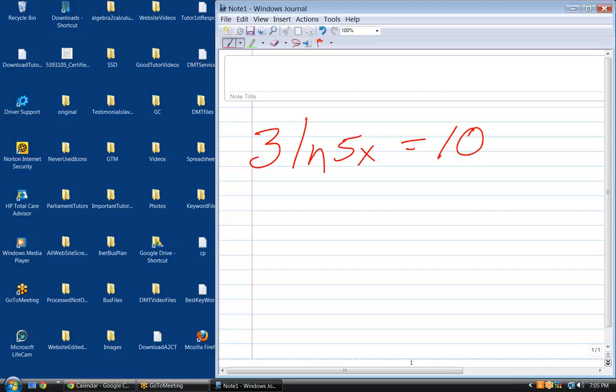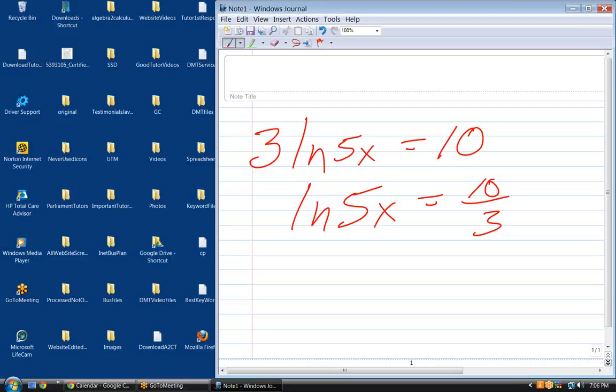So what's the first thing I need to do to isolate it? Divide by 3 on both sides? Yeah. So now I got natural log of 5x equals 10/3. Now what? E on both sides?